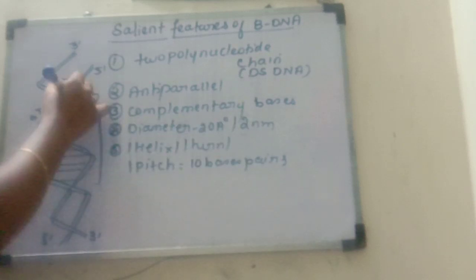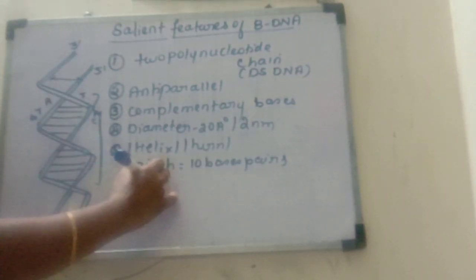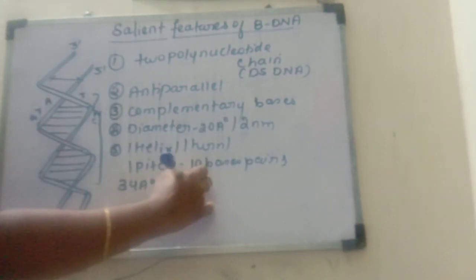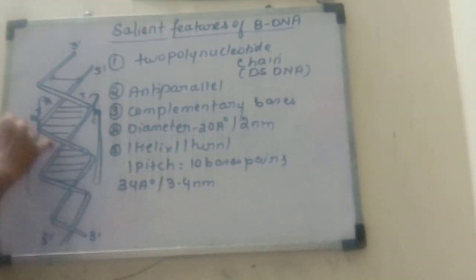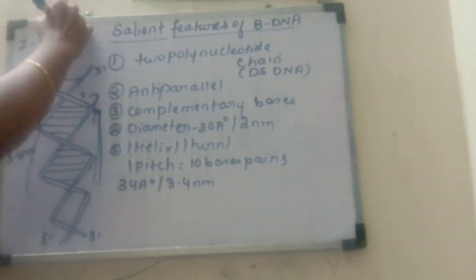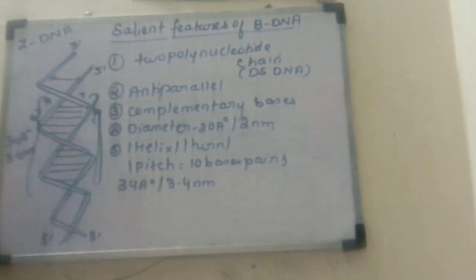What is the length of this one helix? 34 angstrom, otherwise we can say 3.4 nanometer. This is very important. So in bDNA specifically, in one helix there are 10 base pairs and it is a right-handed helix. If you take zDNA, it is a left-handed helix, but this bDNA is a right-handed helix. This is also a very important feature.